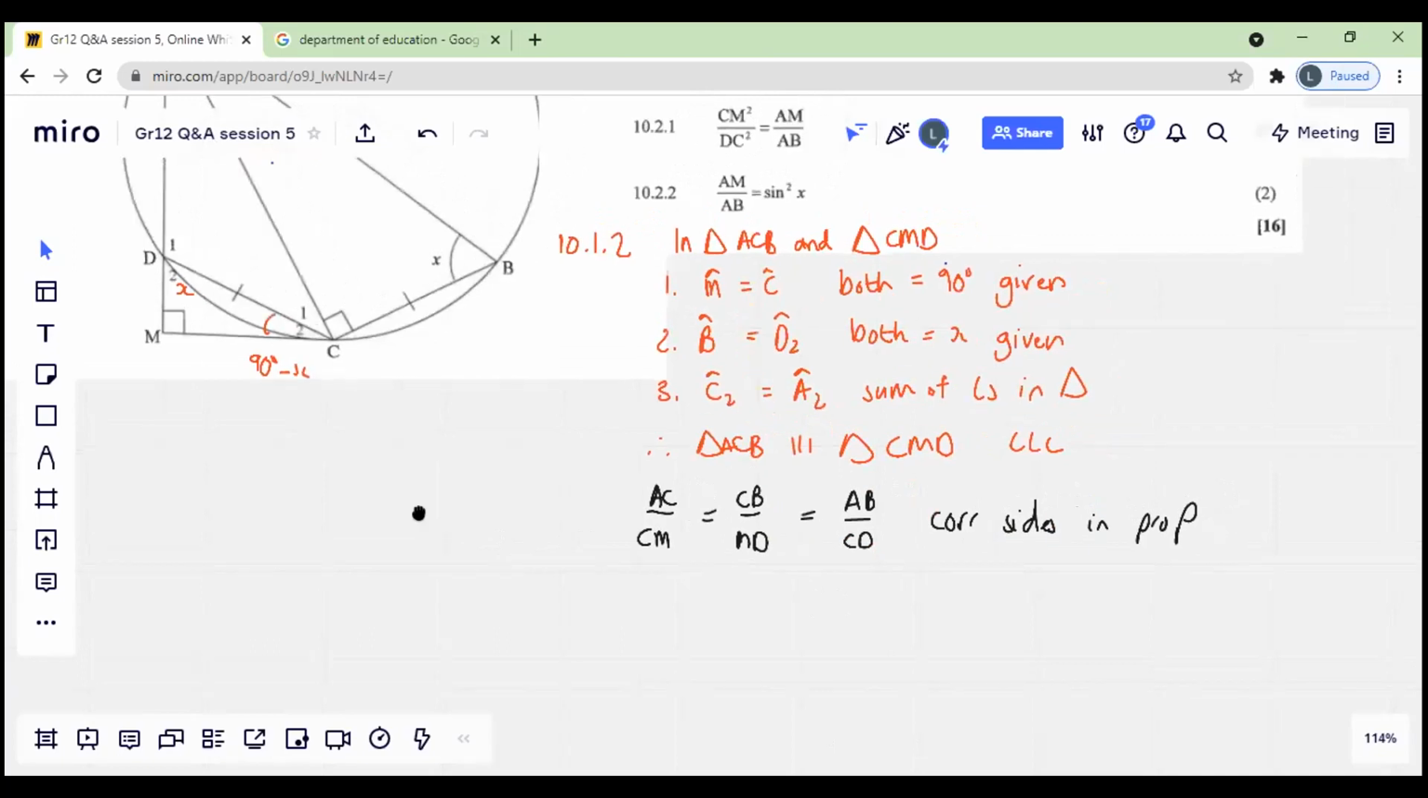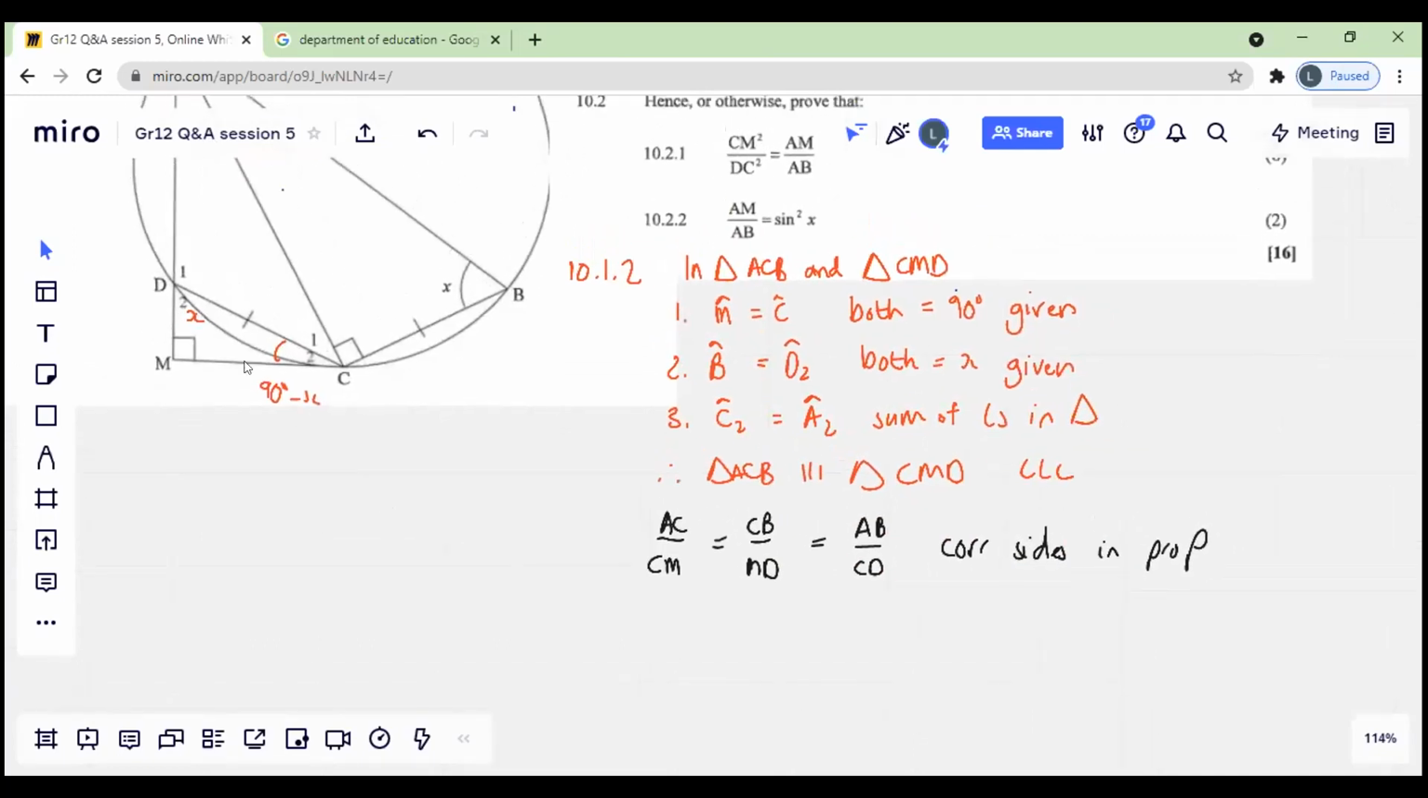So if we go back and we have a look at our diagram, can you see CB? So in other words, this bit over here, CB is equal to DC, all right? So what I'm going to do is I'm going to substitute. I'm going to work with these two proportions at the end here.